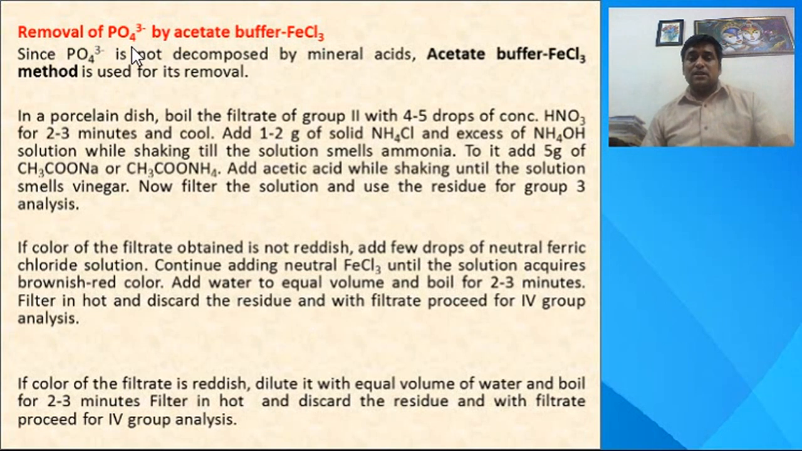But if we have phosphate, the removal is a little bit lengthy, but very interesting as well. There are two procedures we follow for removal of phosphate. Remember, you remove these radicals, oxalate, fluoride, borate or phosphate, only if you have got them in your anion analysis. If your mixture doesn't contain phosphate, there is no need to follow this procedure. To double check, test the presence of phosphate with the group 2 filtrate. If you got phosphate, then proceed for removal of phosphate.